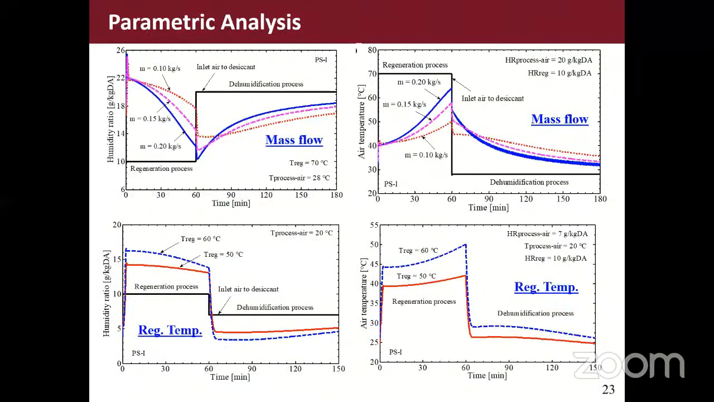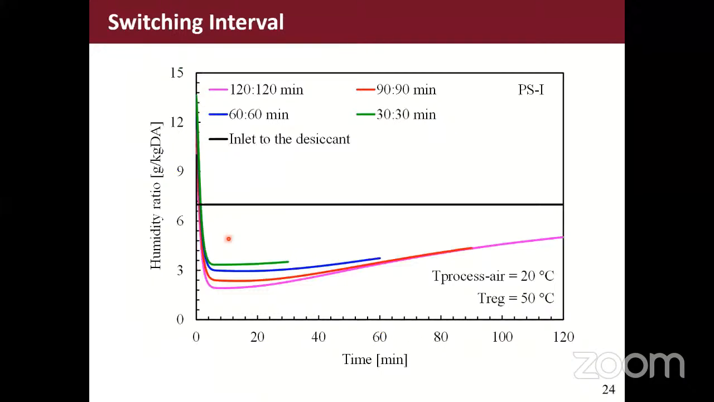This is a kind of switching time and switching interval optimization at different cycle times. For example, 120 to 120 means 120 for dehumidification and 120 for regeneration, so regeneration versus dehumidification time intervals. We have to decide when to switch the desiccant blocks from dehumidification to regeneration mode, so such optimization is required. You can see in the green case, 30 to 30, with a low time limit, we may not get deep dehumidification, but if you want deep dehumidification, you have to increase the cycle time for the dehumidification process.